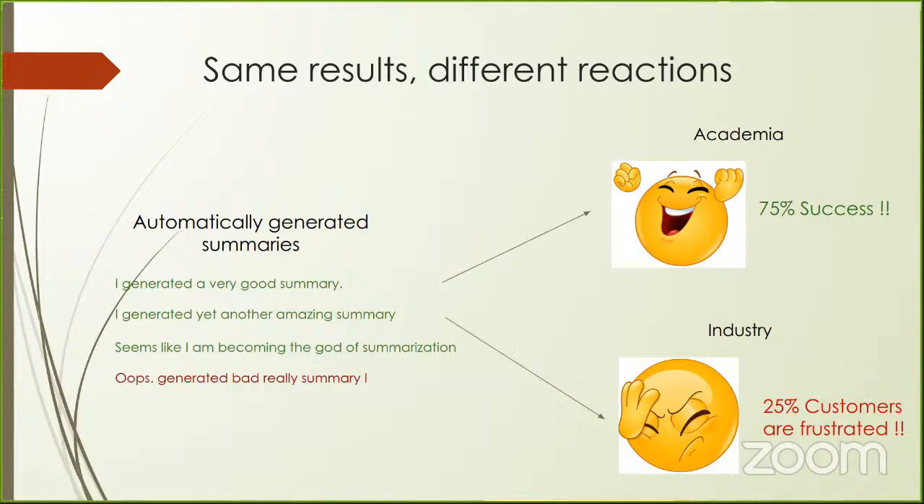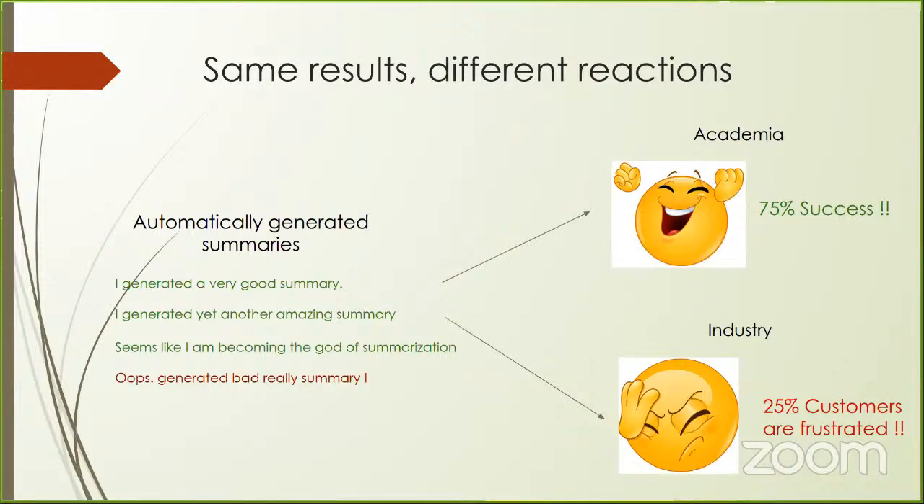Okay. So ROUGE score is basically, say I have this green sentence: I generated a very good summary. And see the last sentence: Oops, generated bad, really summary I. Now, if you break down these sentences into words, my first and last sentence will have a few words in common, like I, generated, a, summary. Those 4 words will be common. The others are different, but they still overlap in these four words. So this overlap is nothing but the ROUGE-1 score.